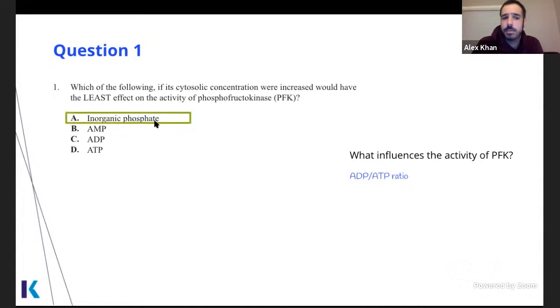Well, this is the only one that's not related: inorganic phosphate. AMP, ADP, and ATP all have an effect on phosphofructokinase. Inorganic phosphate does not, because we are not creating any ATP at this step. So that wouldn't have any effect.